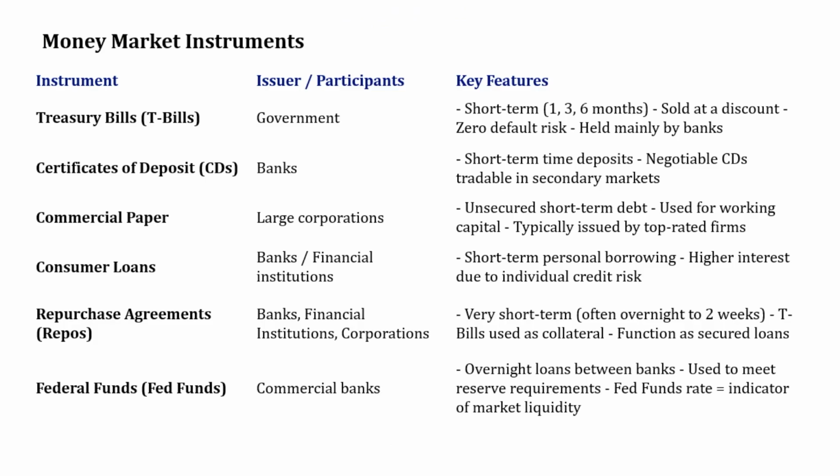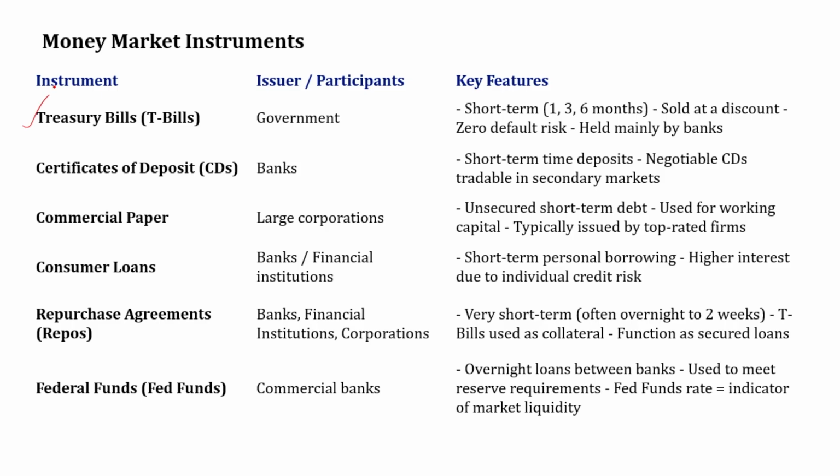The first one is the money market instruments. In the previous session, I divided the market into two markets. One is called the money market and the other one is called the capital market. The money market deals with instruments that are less than 1 year. So let's first go through the money market instruments, beginning with treasury bills.